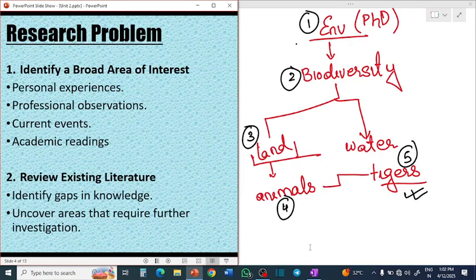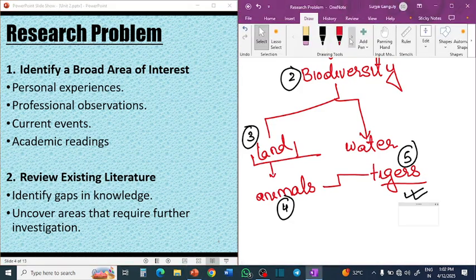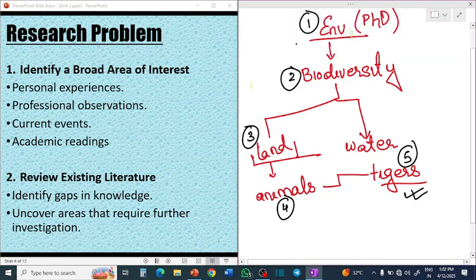So, when you are deciding on a research problem on which you will be doing research, the first thing you have to notice is what your broad area of topic is. Suppose you are doing your PhD on environment, and in that you have selected a broad area, biodiversity. From biodiversity, you have to select the things which give you the most interest or which are most important and crucial at that particular point of time.